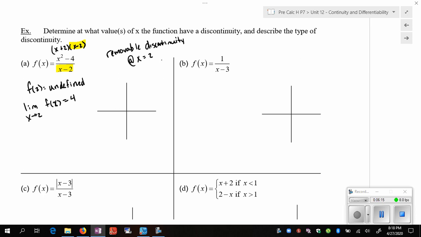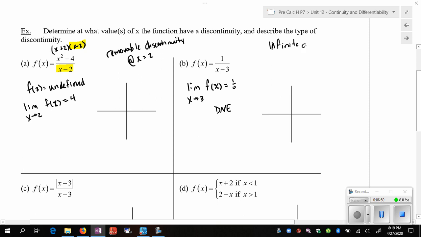The next one, I have 3 is where the function is undefined, right? The domain doesn't exist at x equals 3. So now we're going to see what happens if I do the limit as x goes to 3. And when I do that, I'm going to end up with 1 over 0, which tells me that this is a DNE, does not exist. So we're going to have an asymptote there at x equals 3. And so this is an infinite discontinuity. More specifically, I could actually address the one-sided limits.